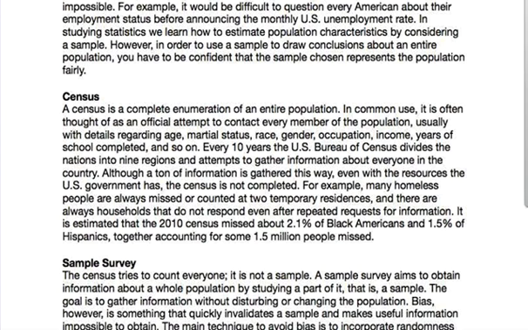And so the census that you're probably the most familiar with is the U.S. Census that occurs every 10 years. And so essentially with that, they divide the nation into 9 regions and they attempt to gather as much information about everyone in the country as possible. And so they try to get things like age and marital status and race and gender and occupation, income, years of school completed, and so on.